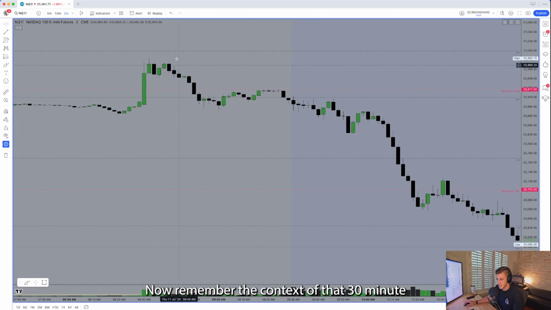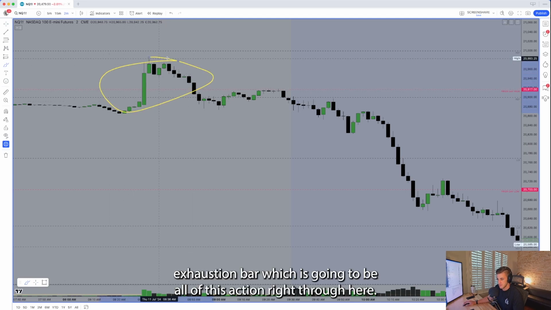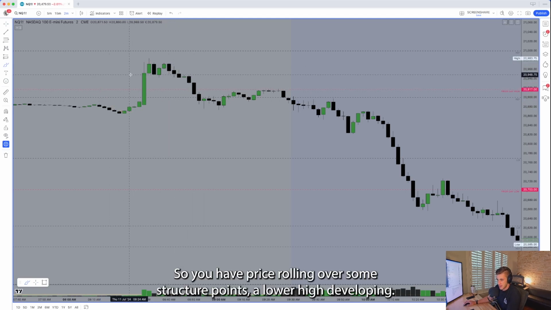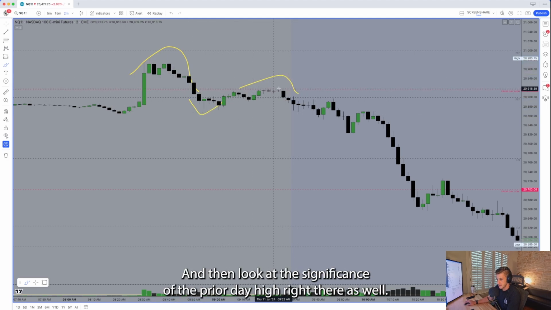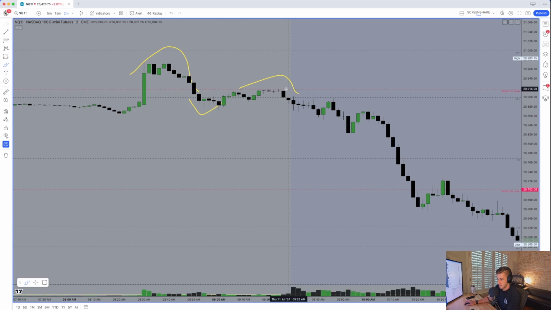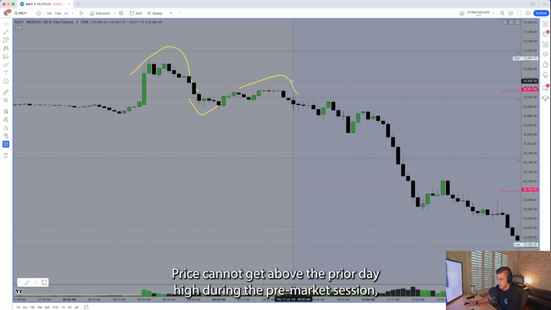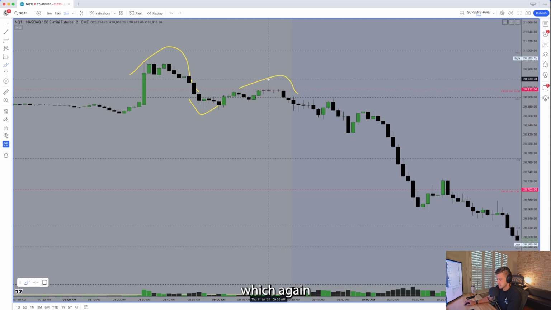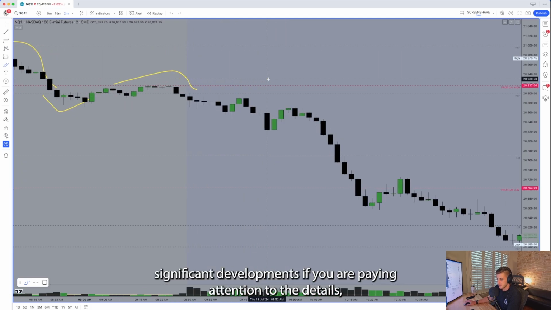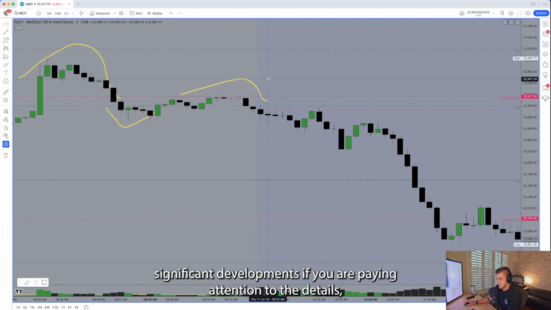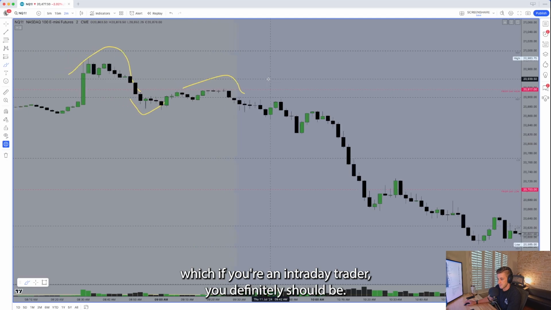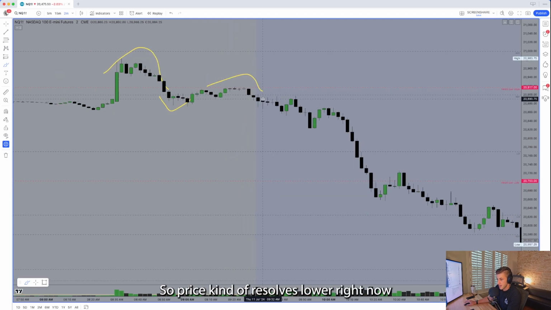Now remember the context of that 30-minute exhaustion bar, which is all of this action right through here. So you have price rolling over, some structure points, a lower high developing, and then look at the significance of the prior day high right there as well. Price cannot get above the prior day high during the pre-market session, which is a significant development if you are paying attention to the details, which if you're an intraday trader, you definitely should be. So price kind of resolves lower right now.